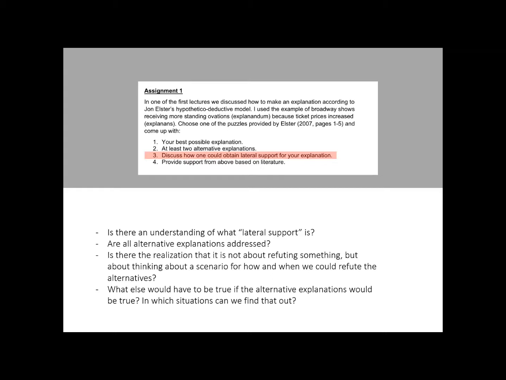Yeah, so there we are. What else would have to be true if the alternative explanations would be true? In which situations can we find that out? So that doesn't mean that you have to show what would be wrong. You could also show what else would have to be true if the alternative explanation would be true. So it's really thinking about the alternatives and then thinking about, okay, what else would have to be true or not have to be true for the alternatives that wouldn't be the case for the main explanation. And then you can distinguish the main explanation from the alternatives. That's how it goes.